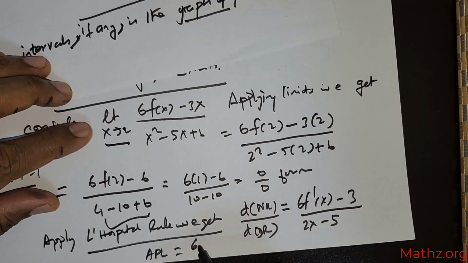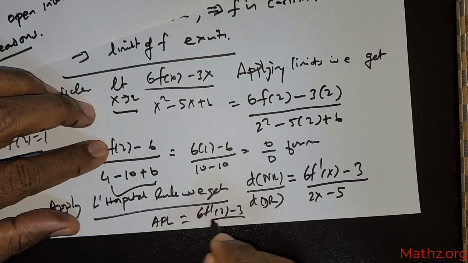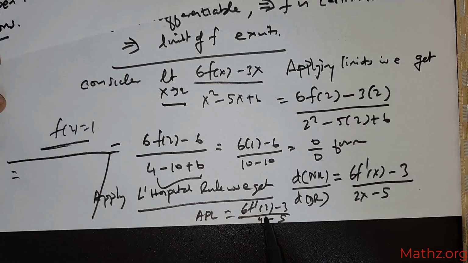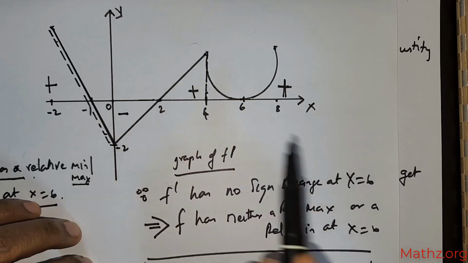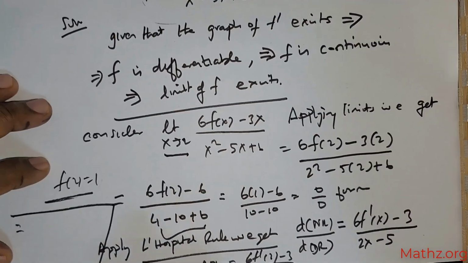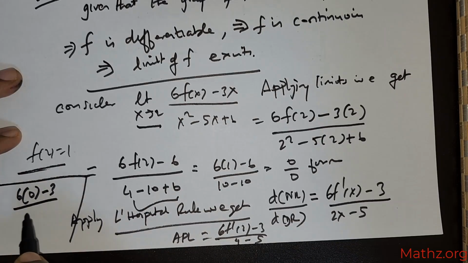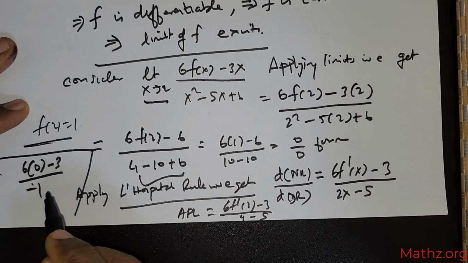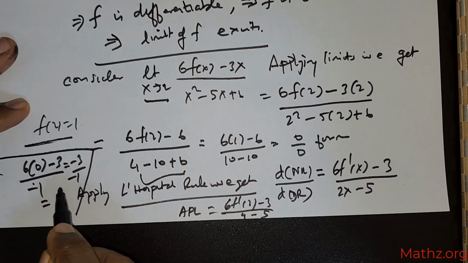So it's going to be 6 f dash of 2 negative 3 divided by 2 twos are 4 negative 5. I hope you're able to see it. f dash of 2, what is this? This is the graph for f dash. Now f dash of 2 is 0. So substitute that value: 6 times 0 negative 3 divided by 4 negative 5. That's going to give you negative 1 in the denominator. Now this is going to give you negative 3 divided by negative 1, which is equal to 3.